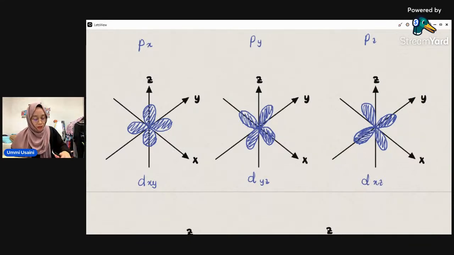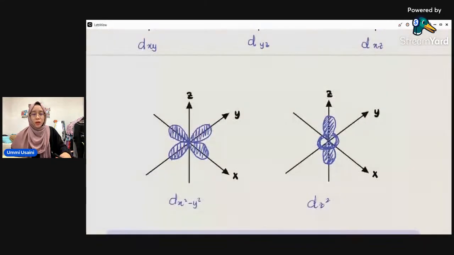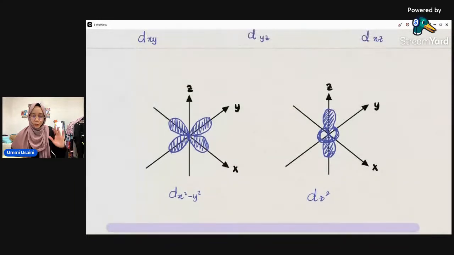Okay, but then kalau kita tengok yang ada squared punya pula. Untuk orbitals D yang ada squared ni, so kita ada X squared minus Y squared punya orientation, and another one adalah Z squared. Okay, so they are a bit different, especially Z squared, lain sikit. Kalau X squared minus Y squared tu, dia masih lagi ada persamaan dengan yang tadi, masih lagi ada 4 petals dia kan, masih lagi dalam bentuk cloverleaf.